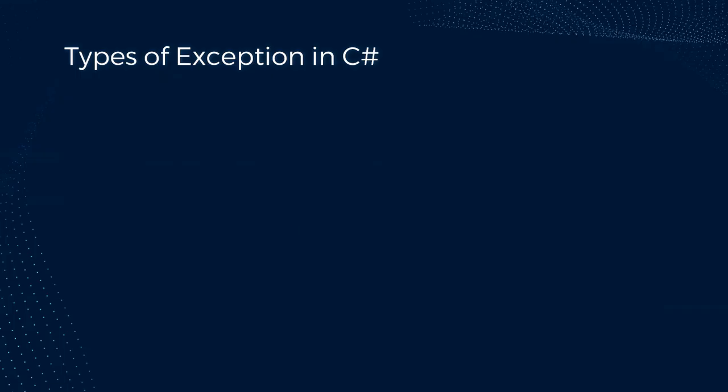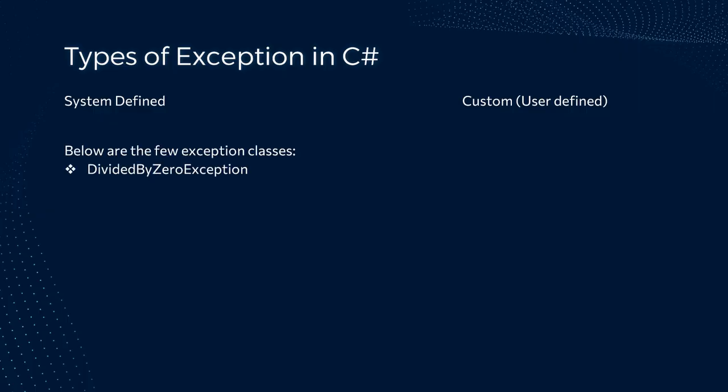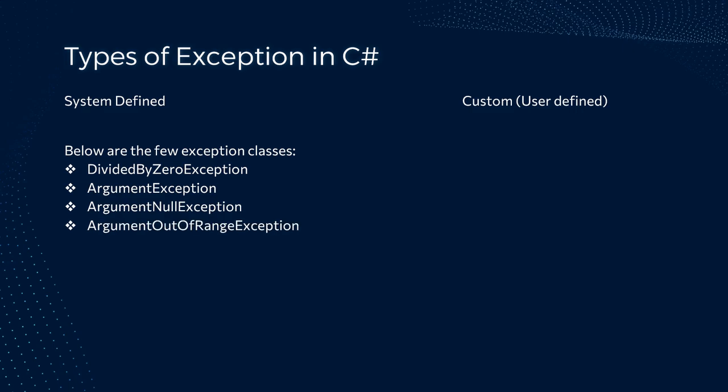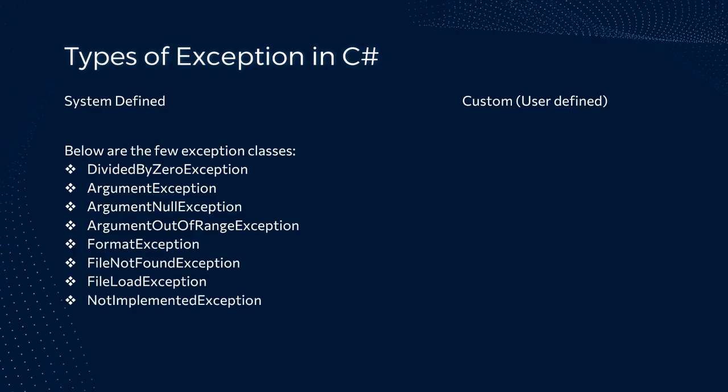Types of exceptions in C Sharp. There are basically two types. One is the system defined and another is the custom or user defined. In system defined we have so many exceptions, like divide by 0 exceptions, argument exceptions, argument null exceptions, argument out of range exceptions, format exceptions, file not found exceptions, or maybe file load exceptions. A lot more exceptions are there.